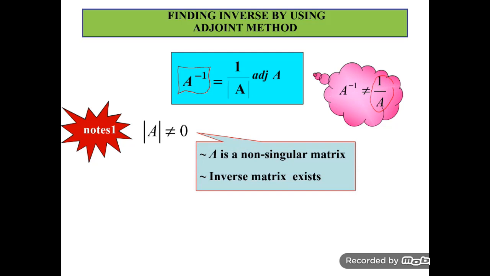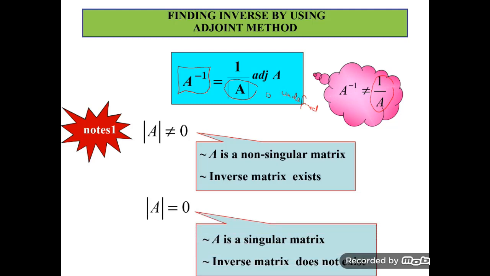And the determinant of A cannot be equal to 0, because when it equals 0, it will be undefined. Any number divided by 0 is undefined. So, because the determinant of A is not equal to 0, we call it a non-singular matrix, and an inverse matrix exists. If the determinant of A equals 0, A is called a singular matrix. Therefore, the inverse matrix does not exist.